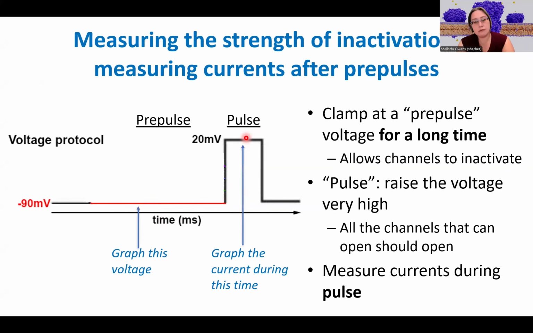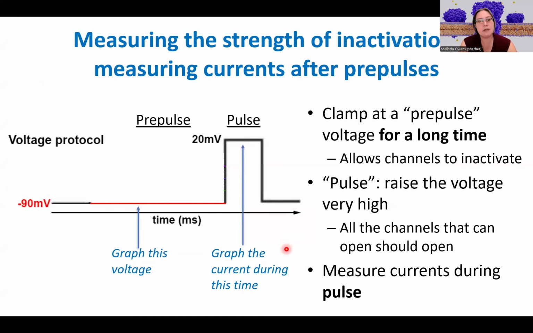Okay, so what we do here eventually when we graph the results is this: along one axis, the x-axis will be voltage, and then the y-axis will be current, but it won't be the current during the pre-pulse. It'll be the current during the pulse.